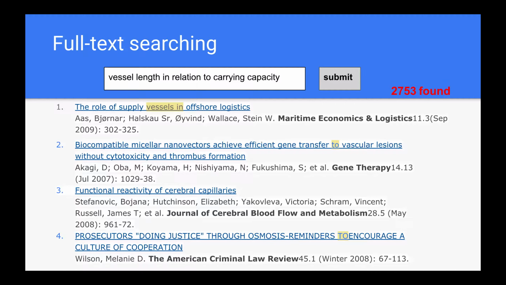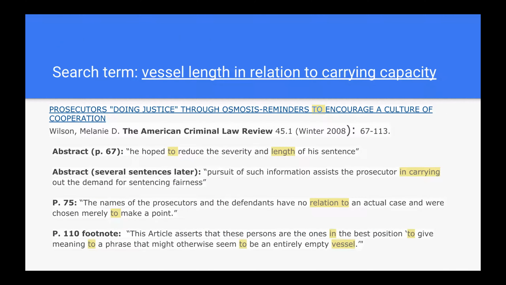And now look how many you have to go through. 2,753. Just out of curiosity, we clicked open to scan the full text of the fourth item, which comes from a legal journal. Length is mentioned on page 67. Relation to is mentioned on page 75, and a footnote on page 110 uses the word vessel, but only as a metaphor.